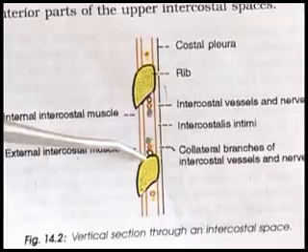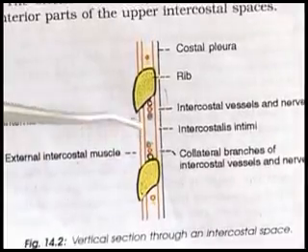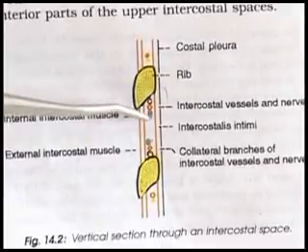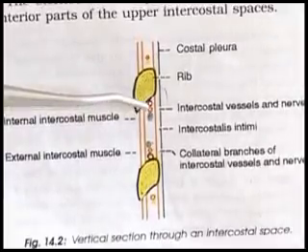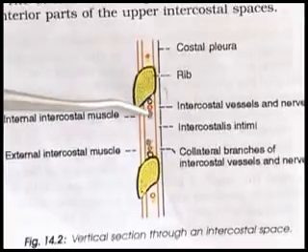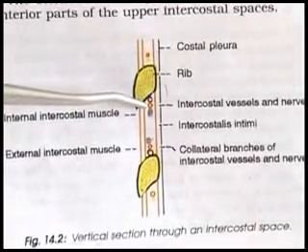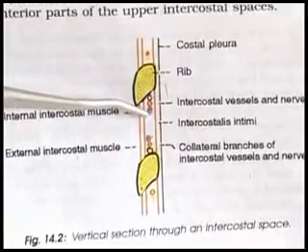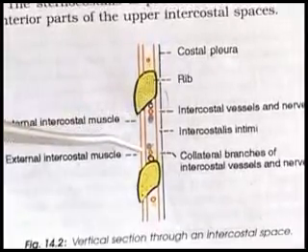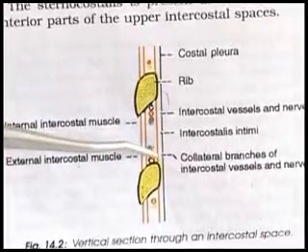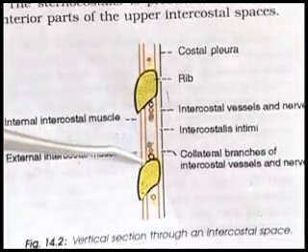The main intercostal nerve runs in the upper part of the respective intercostal space, the order being VAN from above downwards. That is posterior intercostal vein, posterior intercostal artery, and intercostal nerve. The collateral nerve also supplies muscles, periosteum of the rib, pleura, and peritoneum.